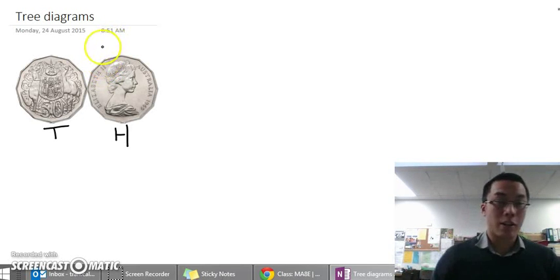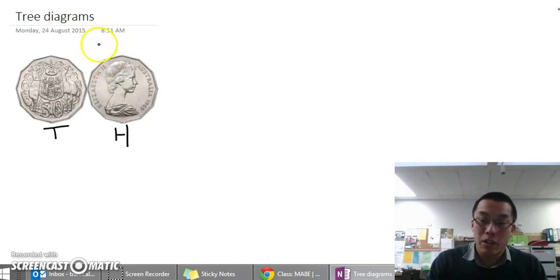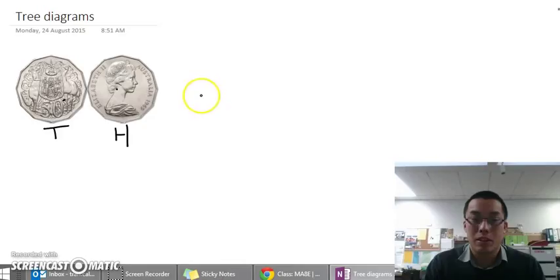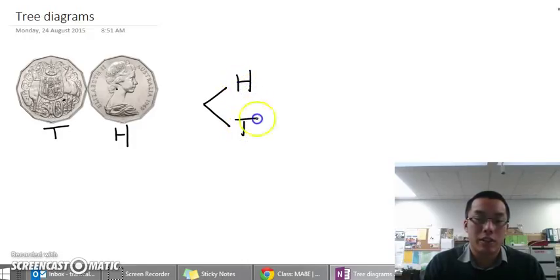Today we're going to learn about tree diagrams. So when you flip a coin, you can have either tails or heads. So to show this in a tree diagram, this is what we do. So you have two possible outcomes, so we'll have two possible branches. We'll have heads or we can have tails.